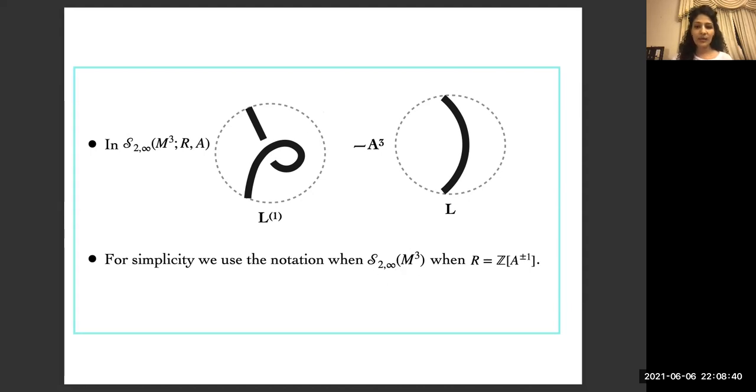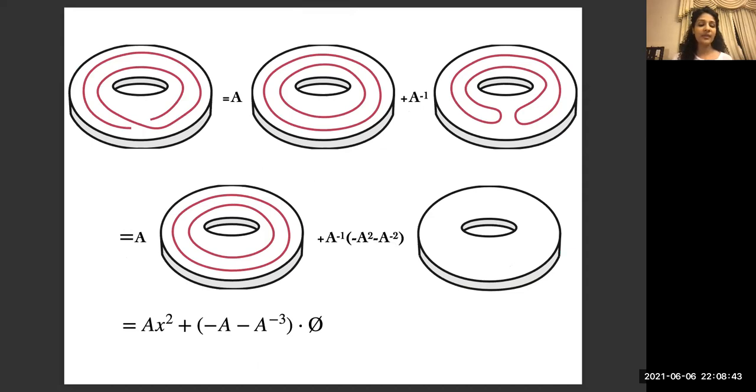Okay, so this is an example of an element of the Kauffman bracket skein module of the thickened annulus, or solid torus. So we have this link. We can resolve this crossing using the Kauffman bracket skein relation, and then using the trivial component relation. And after resolving, we get this element in the KBSM, which is A x squared plus (negative A minus A to the minus 3) times the empty link. And x over here denotes the homotopically non-trivial curve on the annulus. So this is one example of an element in the Kauffman bracket skein module of the solid torus.